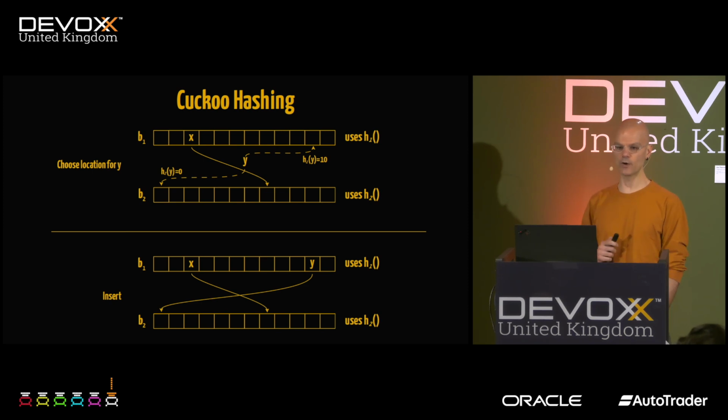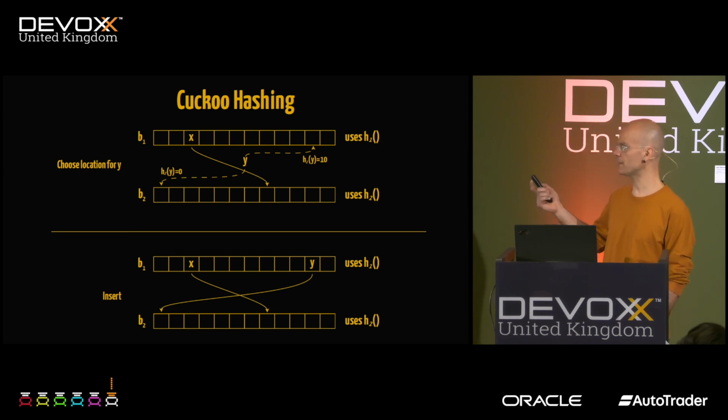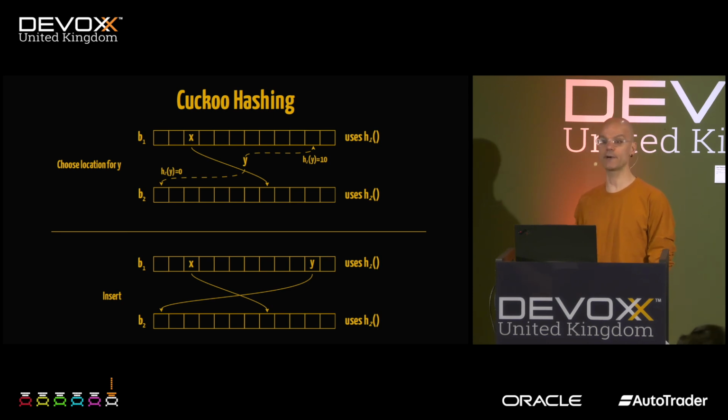Now we insert Y. We apply the 2 hash functions, and the first one gives us 10, and the second one gives us 0. So those are the 2 locations. They are both empty, so we just write Y in the first array, and we keep track of the position where we might write Y if we use the other hash function.